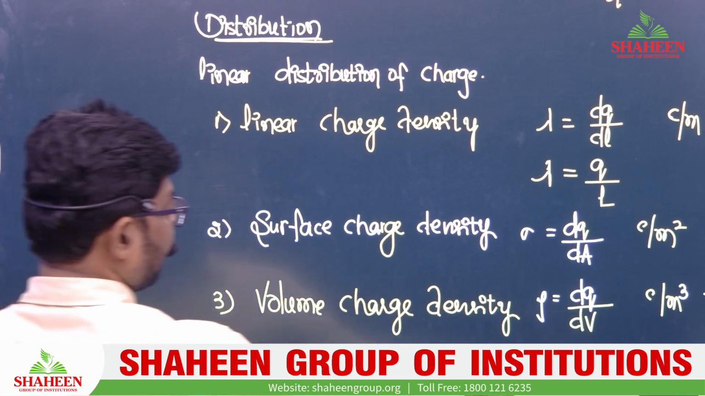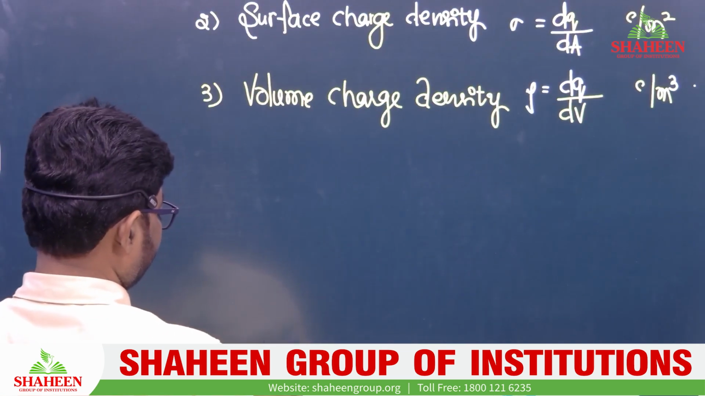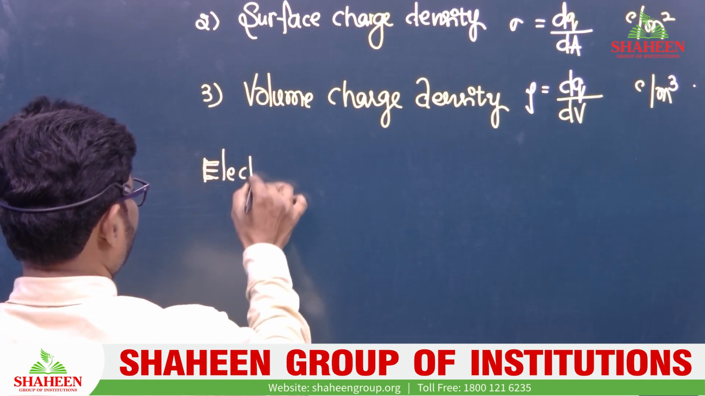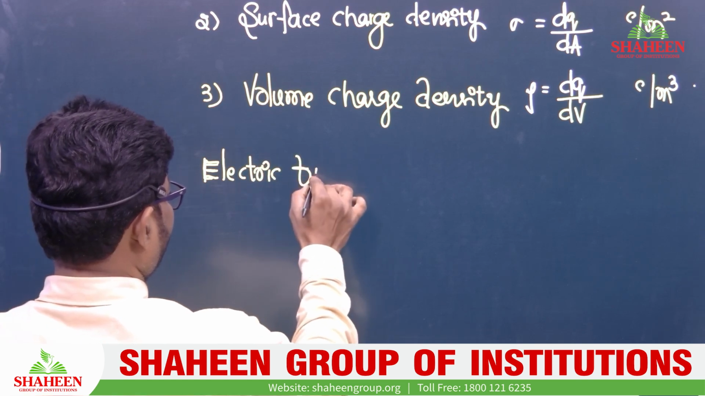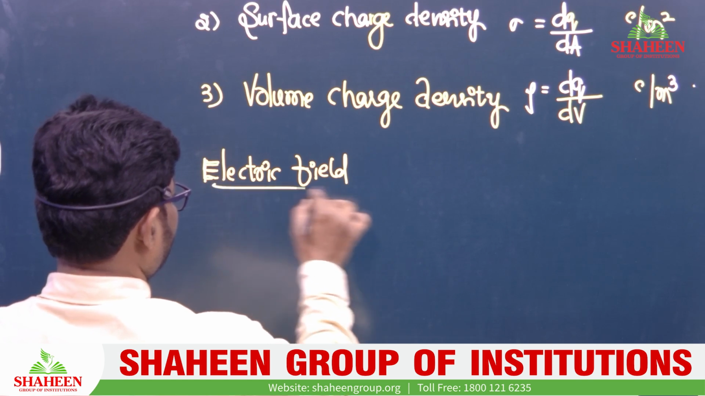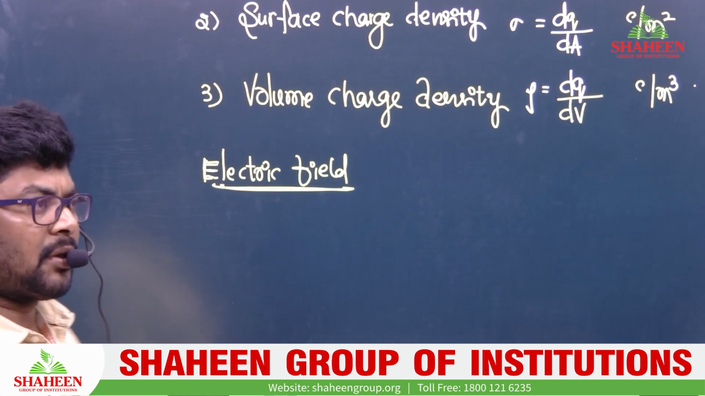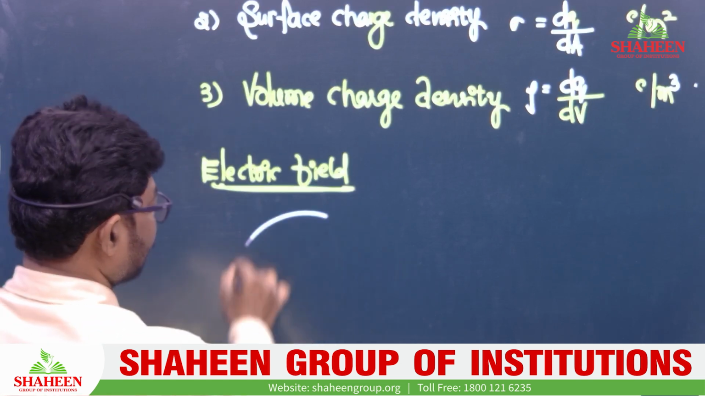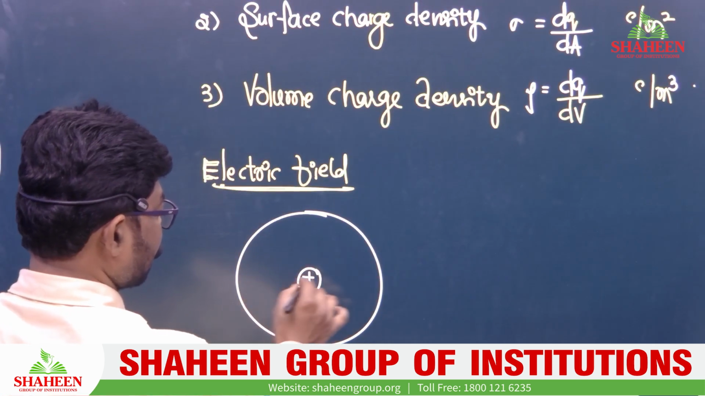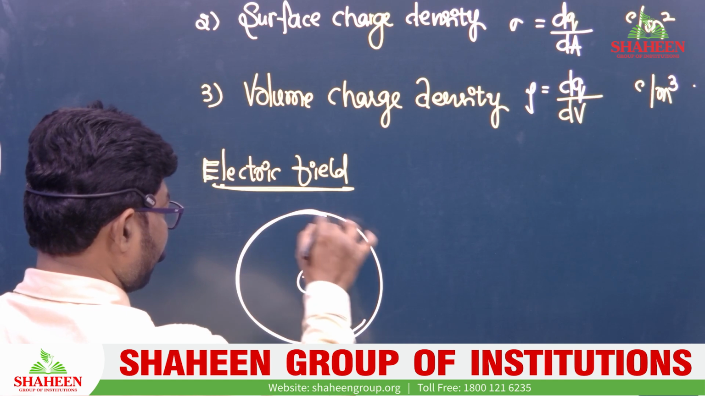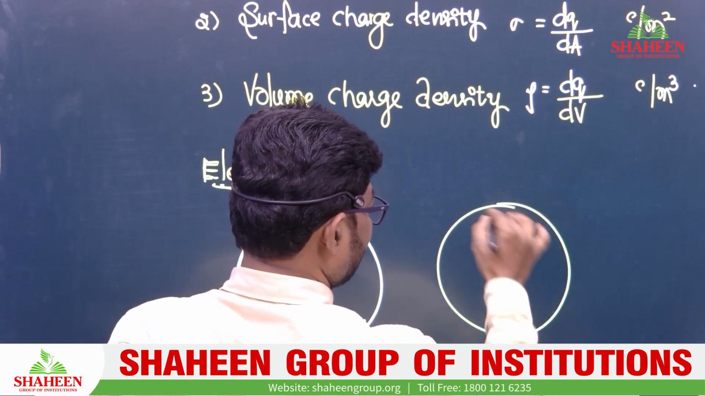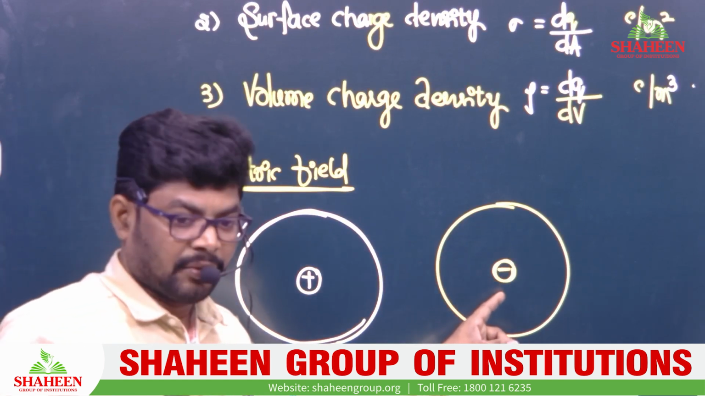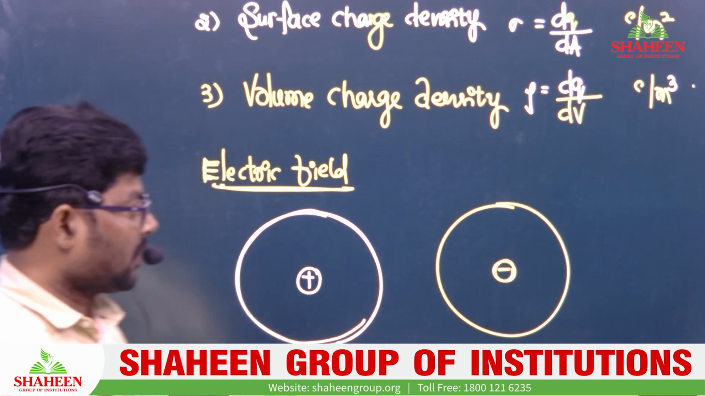Shall we go for electric field? What is meant by electric field? The space around a positive charge or a negative charge, where its influence is felt, is called electric field. There is a space around this positive charge, and this space is called electric field. Similarly, the space around a negative charge is also called electric field.